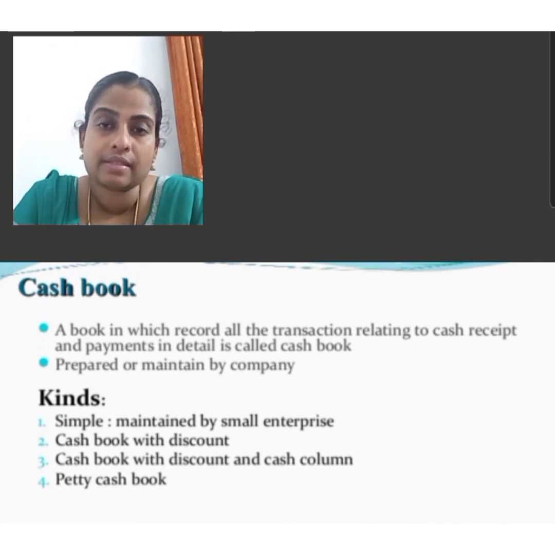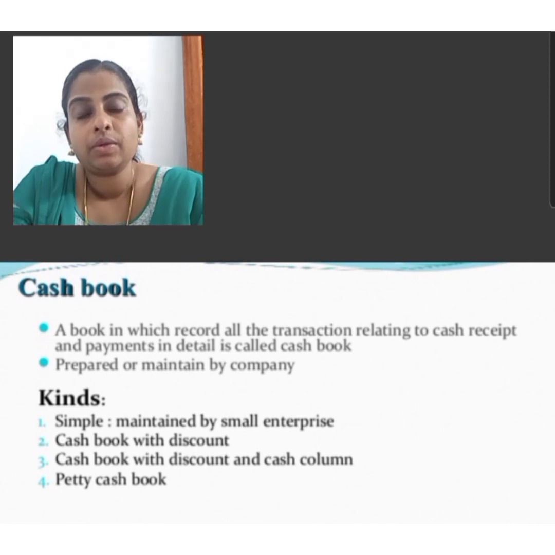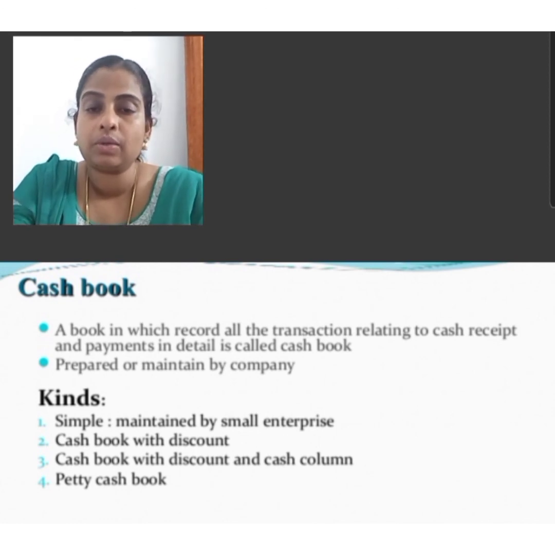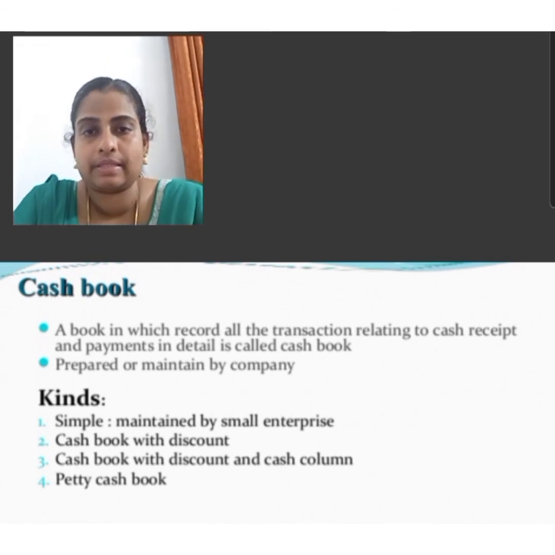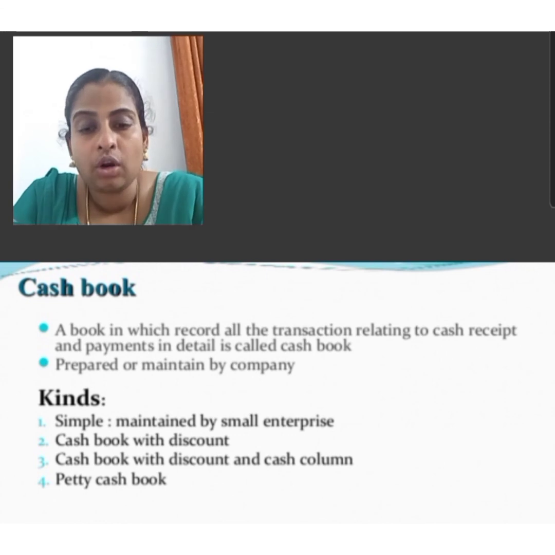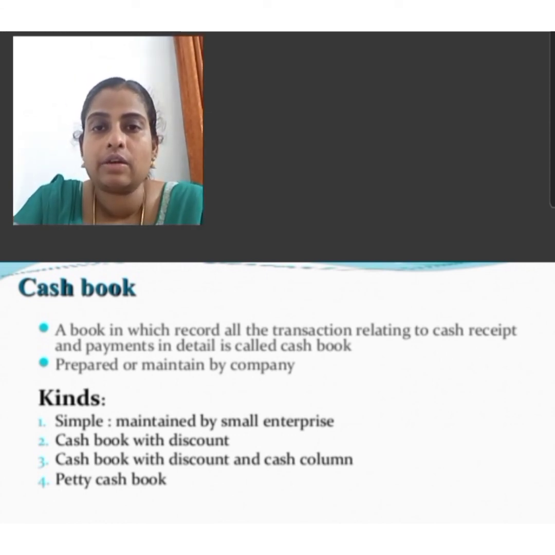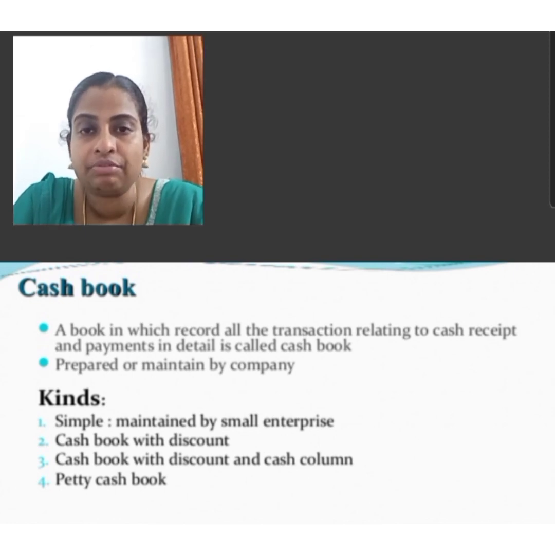Then the next book is the petty cash book. Petty cash book is a book which is maintained to record only small payments, that is, petty expenses. The book for recording small payments or petty expenses is known as the petty cash book. These are the important types of cash book.